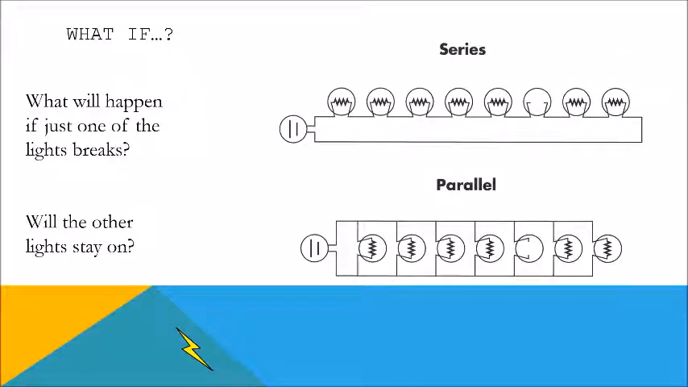The properties of series and parallel circuits are different. In both of these, we have 7 light bulbs connected to each other, but in the first case, we have 7 light bulbs connected in series, and in the bottom case, we have 7 light bulbs connected in parallel. In series, what happens to the rest of the lights if just one light breaks? And in parallel, what happens to the lights?